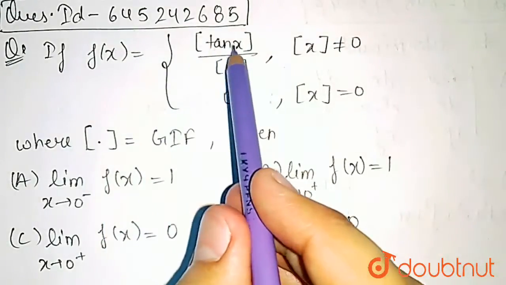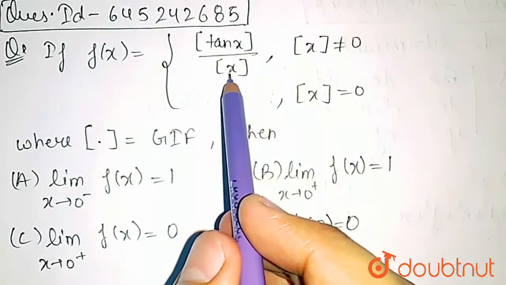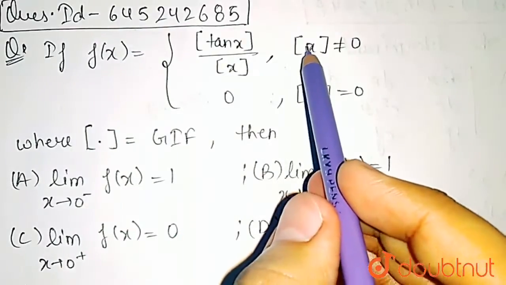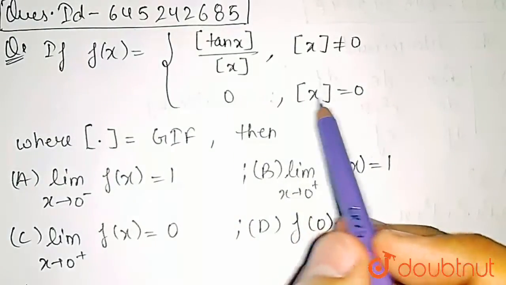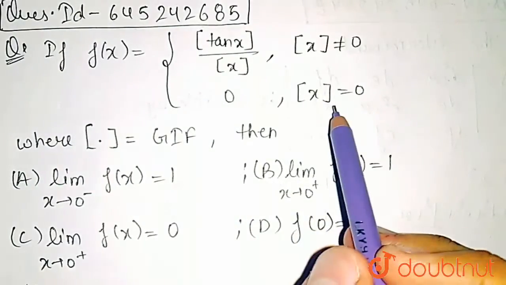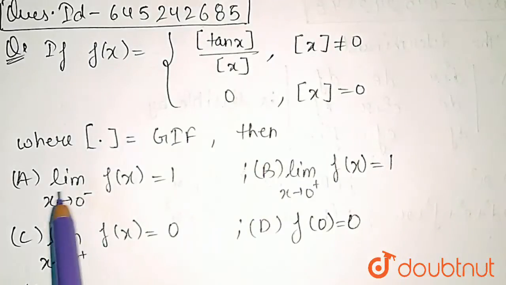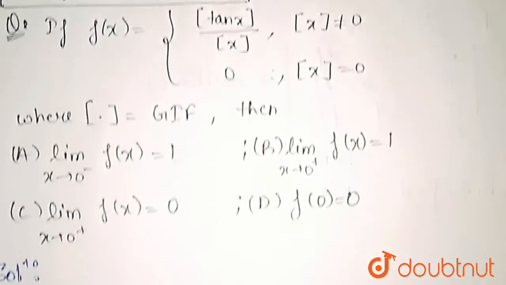In this question, if f(x) is equal to, since the square bracket is the greatest integer function, f(x) is equal to the greatest integer function of tan x divided by the greatest integer function of x, when the greatest integer function of x is non-zero, and f(x) is equal to 0 if the greatest integer function of x is equal to 0. Then we have to check which of the following options is correct.